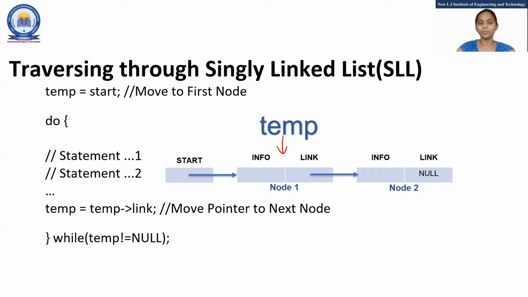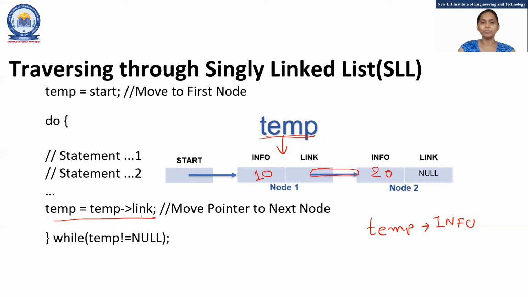Now what will happen if I want to get the value from the first node? What can I do? I will write temp info. Yes or no? Whatever information is here, I will get through this step. Then I want to read 20. So for traversal, what step do I need to do? I need to update my pointer. For updating, I use temp is equal to temp link.